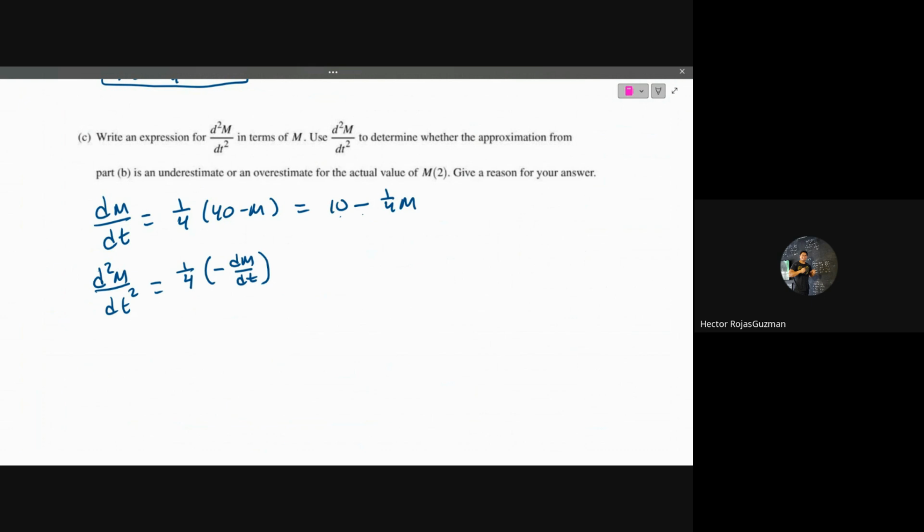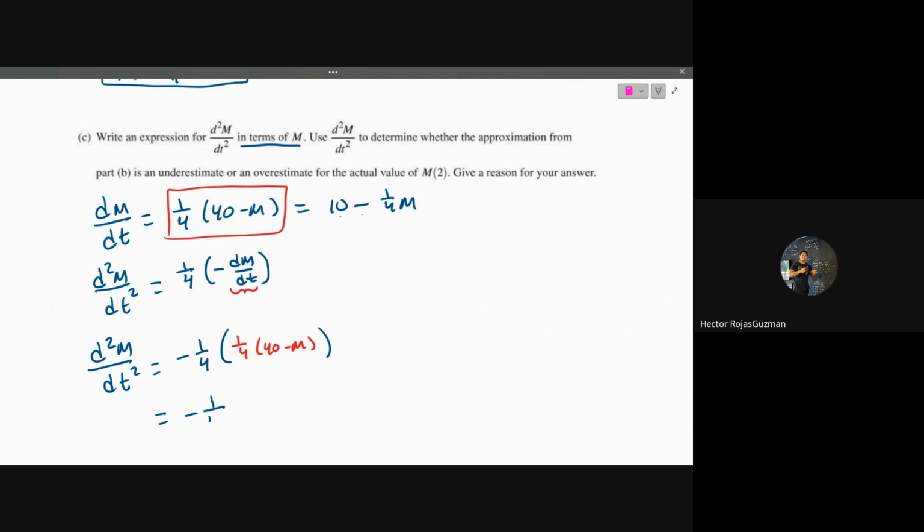But we need to write our second derivative in terms of m, not dm dt. So then the second derivative becomes negative 1/4, and then this guy is given to us. 1/4 times 40 minus m. So just go ahead and simplify that. Negative 1 over 16 times 40 minus m. This is my second derivative in terms of m.